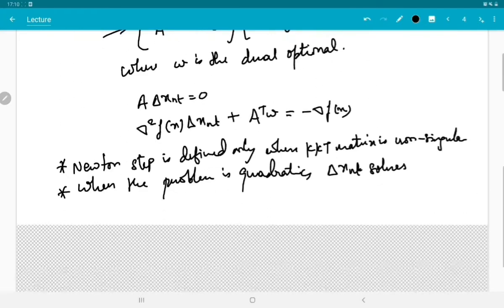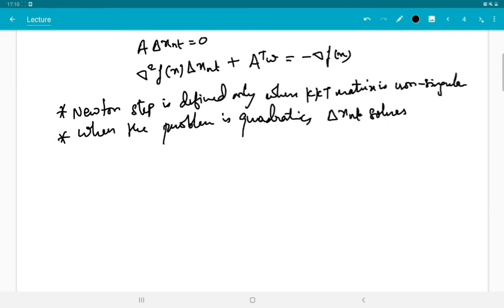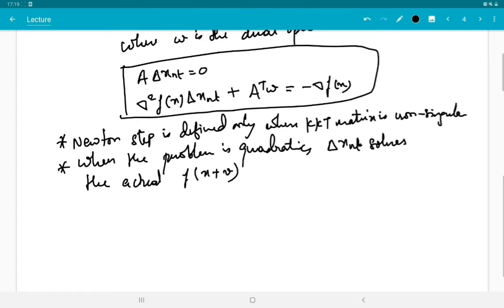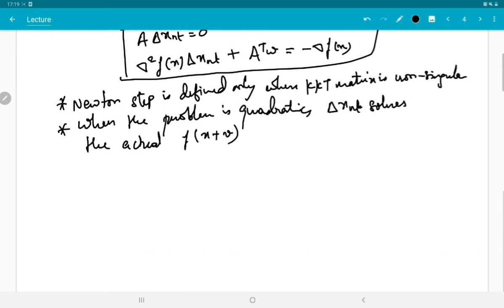So when the problem is quadratic, delta x_nt solves the actual f(x plus v). Another way to look at these two expressions is by solving the actual KKT conditions of the problem which we are interested in, and running an approximation. We see that it comes out to be exactly this thing.